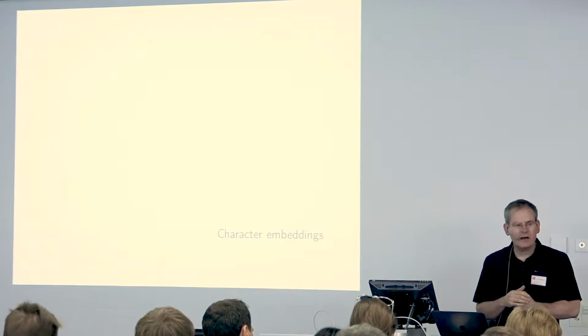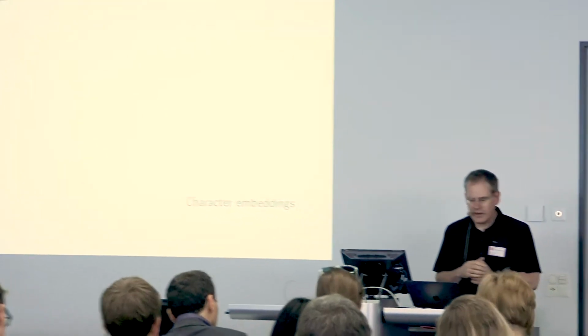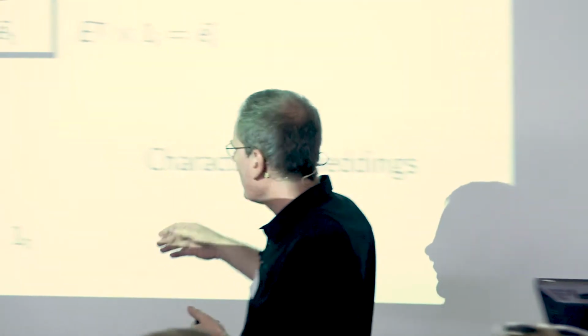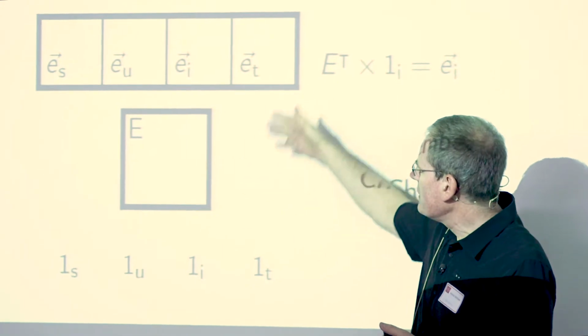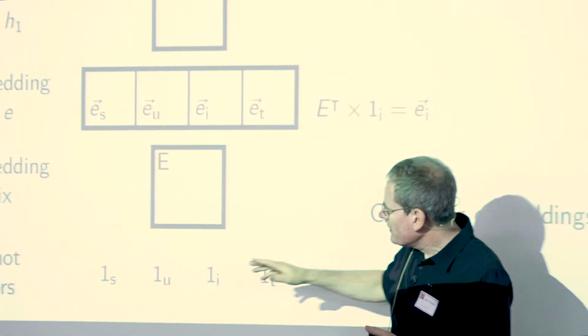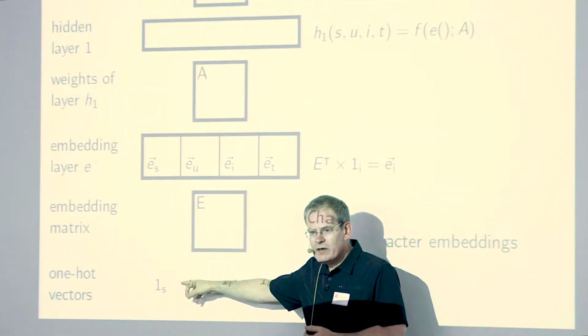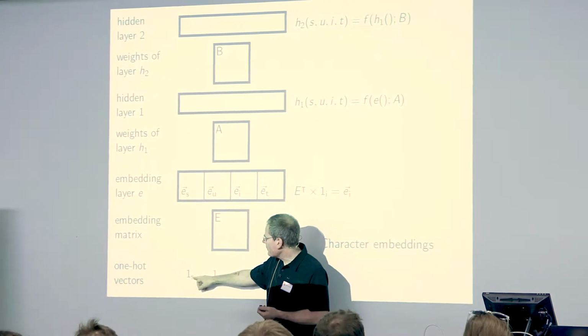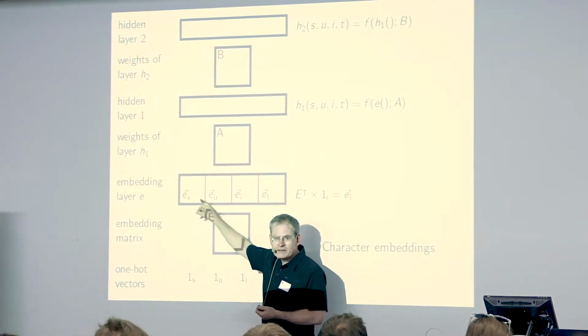Let's look at the same diagram for character embeddings. For character embeddings, it's basically, again, the same. We have the one hot vectors here, we have the embedding matrix here, we have the embeddings here, and then we have further hidden layers. The only difference is that now we are on the level of characters. So this is the one hot vector of S, and this is the embedding of S.